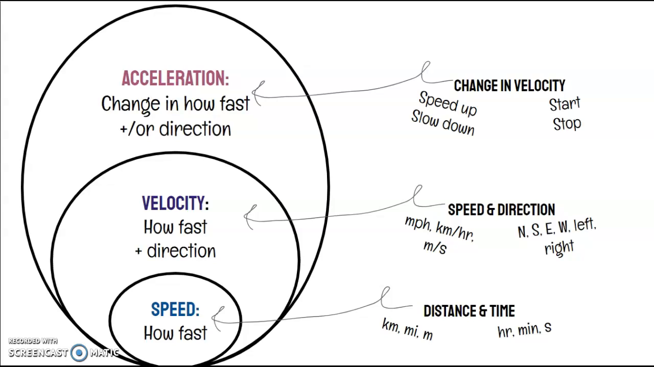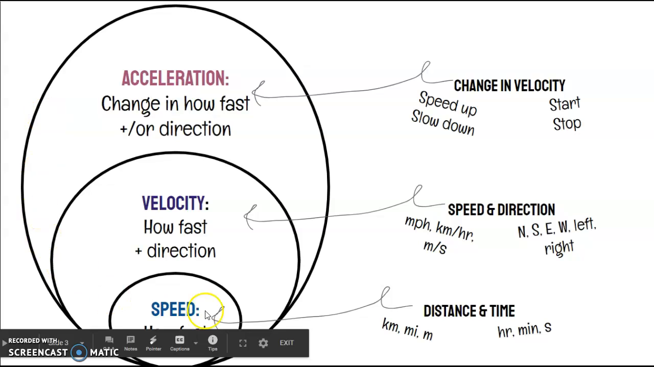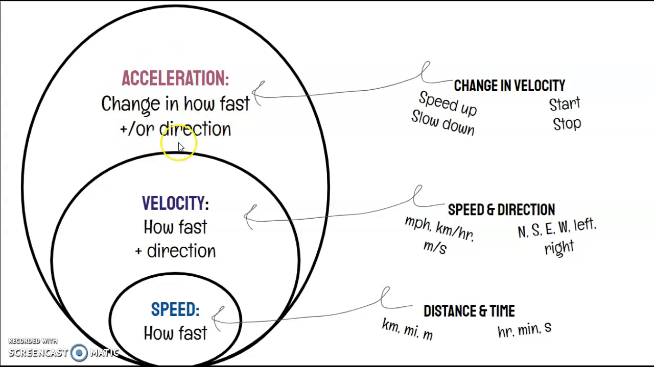I hope this crash course helps you understand how these three things are related and how they are unique. Just think about this Venn diagram: speed is your distance over time, and once you add a direction to it, it turns into velocity. And when you have a change in your velocity, that's when you have acceleration.